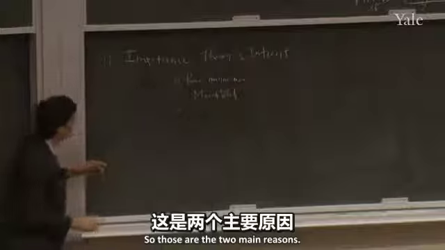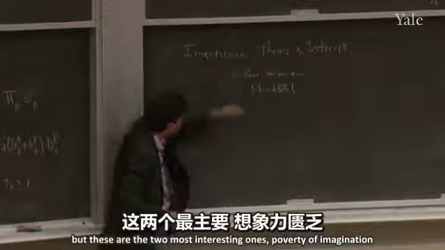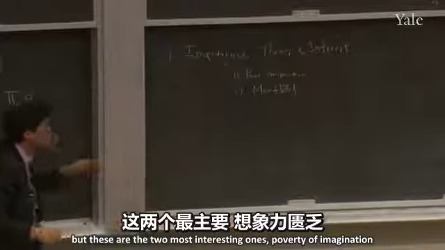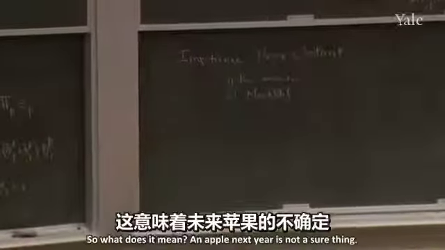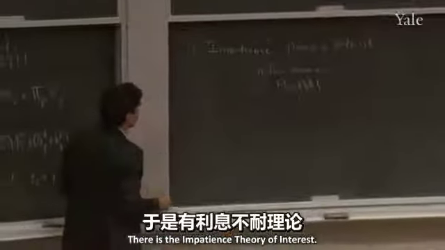Those are the two main reasons. He gives a bunch of others, which I'm going to mention shortly, but these are the two most interesting ones: poverty of imagination, and the fact that you just might die in between. So what does it mean to say an apple next year is not a sure thing? That's the impatience theory of interest.